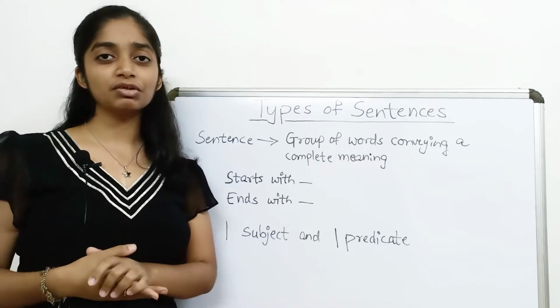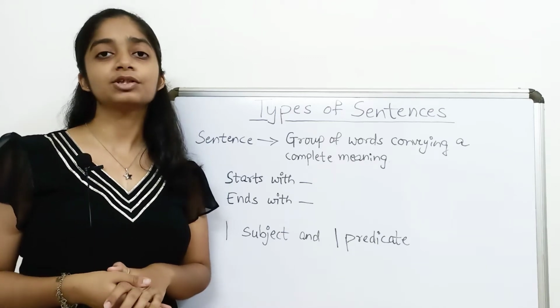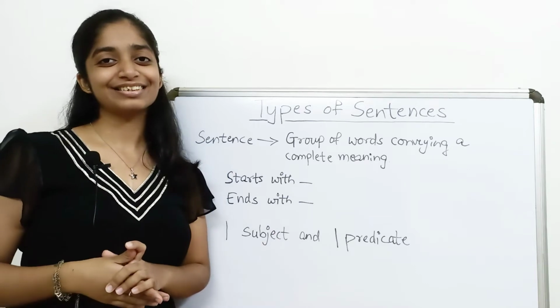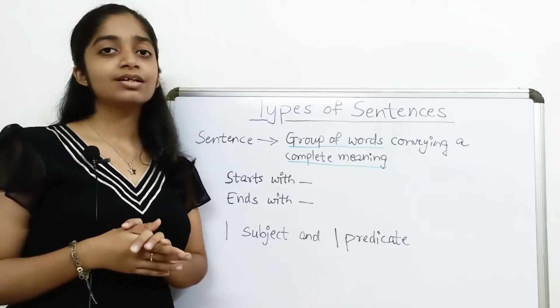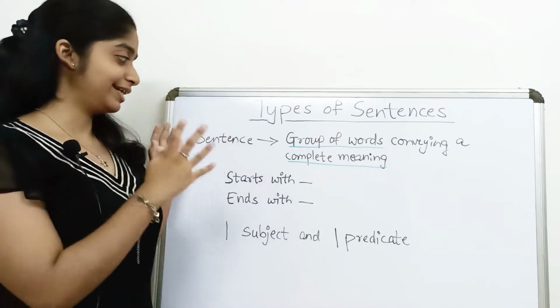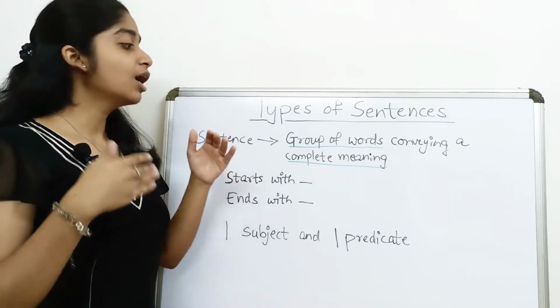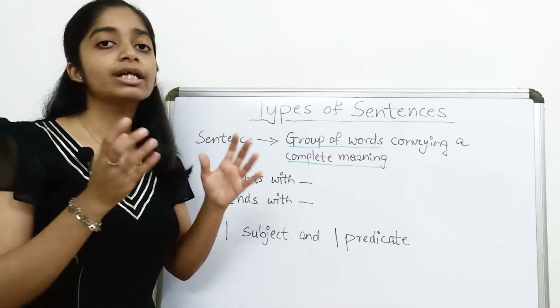In this video, we will be discussing the 4 different types of sentences in English language. Let's get started. Let us first have a look at the meaning of a sentence. A sentence is a group of words conveying a complete meaning or an idea.